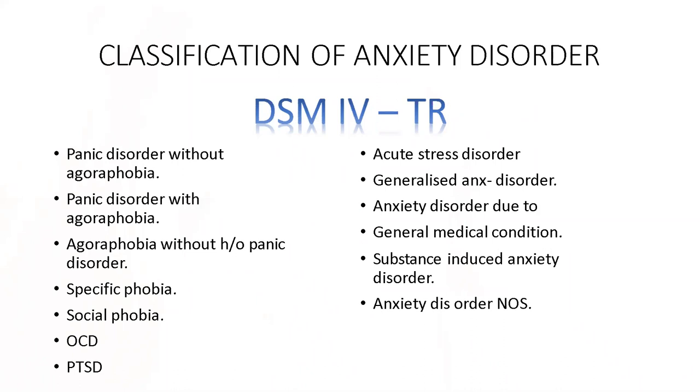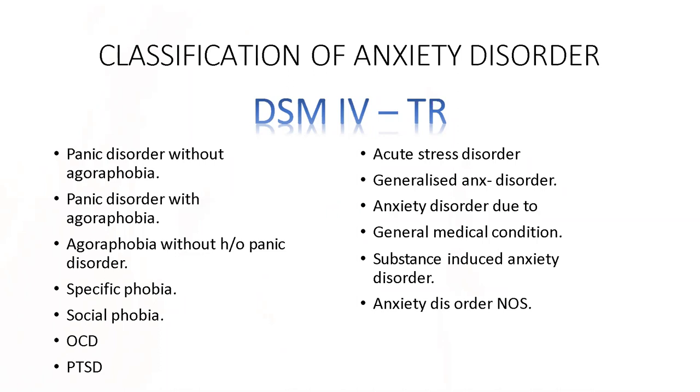So the DSM-4 criteria is the older criteria which classified the anxiety disorders. So you can see agoraphobia, where there is a fear of something, and also panic disorder with and without history of panic disorder, specific phobia, social phobia, and OCD. OCD is nothing but obsessive compulsive disorder. You have a separate chapter in your syllabus, so I'll be covering this OCD separately. And also PTSD, post-traumatic stress disorder, and also the acute stress disorder. And this was the classification of DSM-4, which is now outdated.